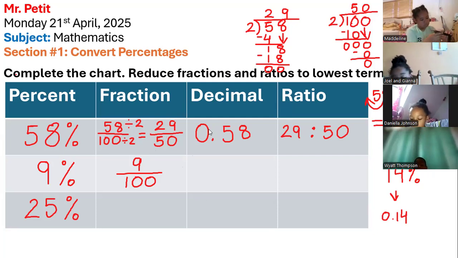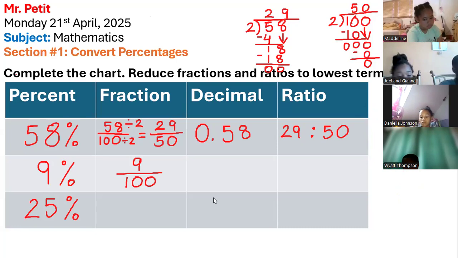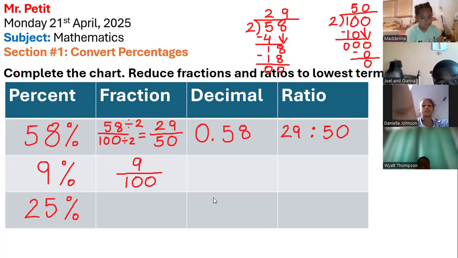All right, so we have to change it into a decimal. What is 9% as a decimal? Is it 0.9? 0.09? What do you think it is? Put your answers inside the chat. If you think it's 0.9, or 0.09, or 0.009, or just 9, put your answer in the chat, please. What is 9% as a decimal? Okay, Seth, what do you think it is?